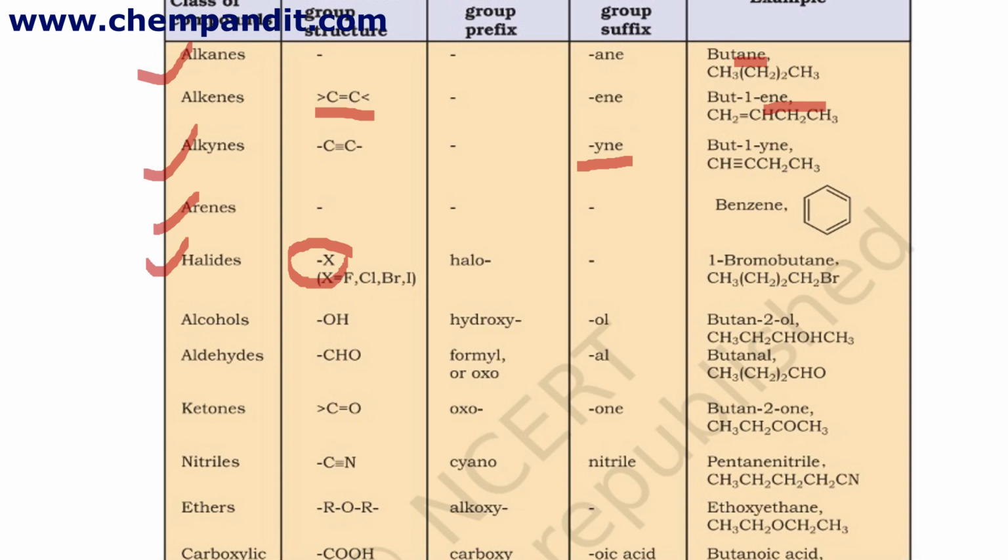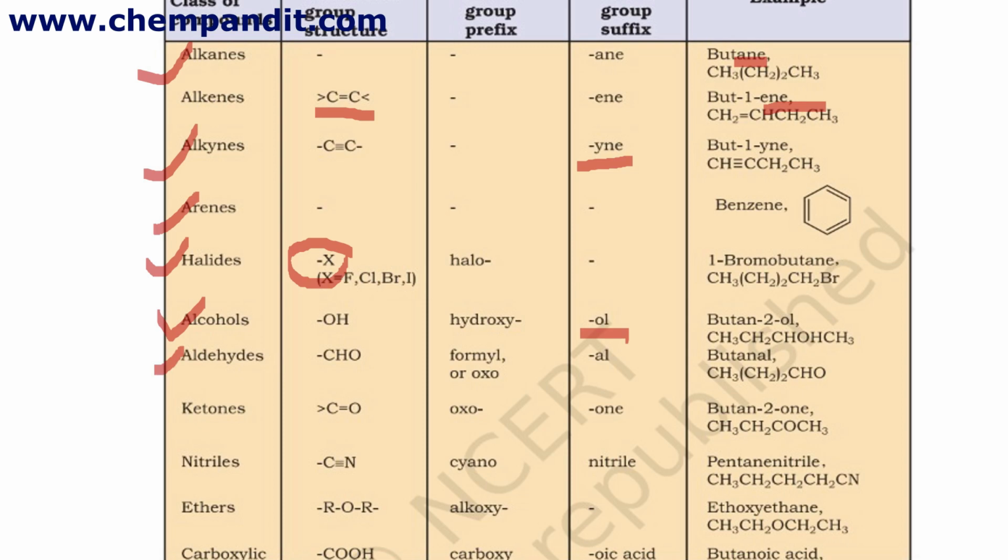For example, 1-bromobutane. Then we have alcohols. The functional group is OH, and if they are used as a prefix, then the prefix is hydroxy. The prefix that we use is hydroxy, and mostly if they are used as a suffix, then the suffix is all. Okay, so you can remember it like this, that the suffix all comes from alcohol. The all of alcohol is the suffix used. For example, butanol, propanol, methanol, and so on.